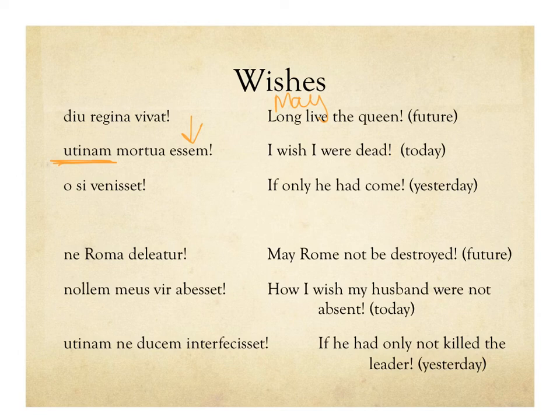Utinam mortua essem. And in the next example, I have o si, and then here we have the pluperfect. So this is a wish for the past. O si venisset. If only he had come yesterday. So these likewise show a past wish, right? Something that didn't happen yesterday, but I wish really had happened yesterday.